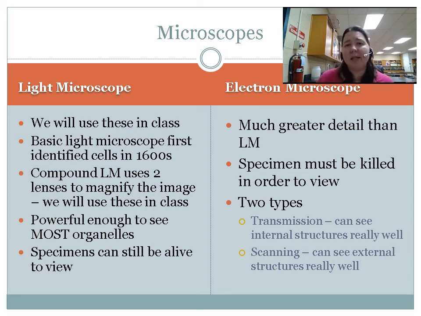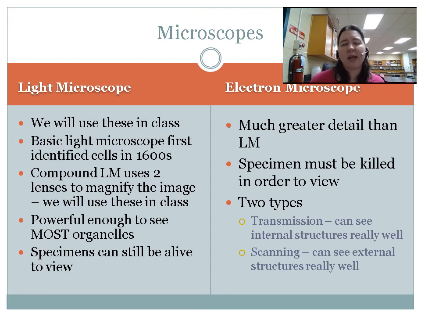But the nice thing about the light microscope, even though they're not as powerful as electron microscopes, the reason we still use them is because of this. Specimens can still be alive. We can look at something under the microscope and actually still see it. We can still observe it living. Whereas with electron microscopes, they have to be killed in order to view it.